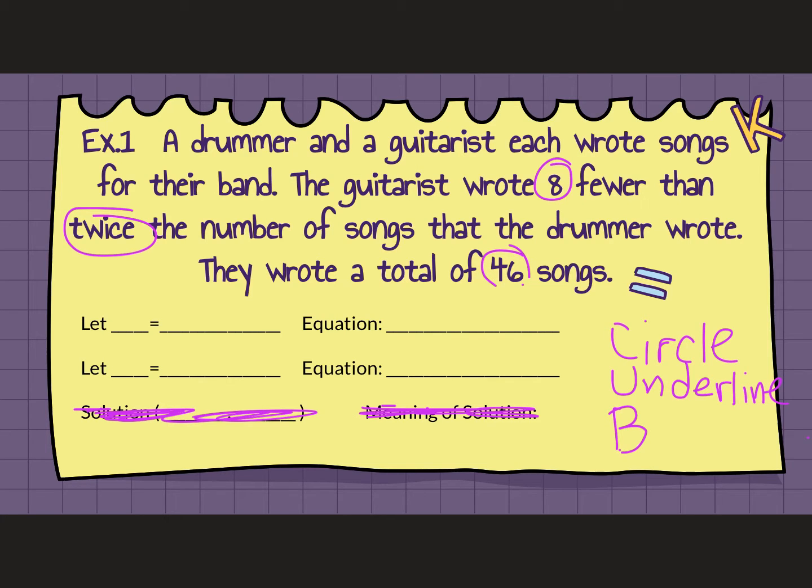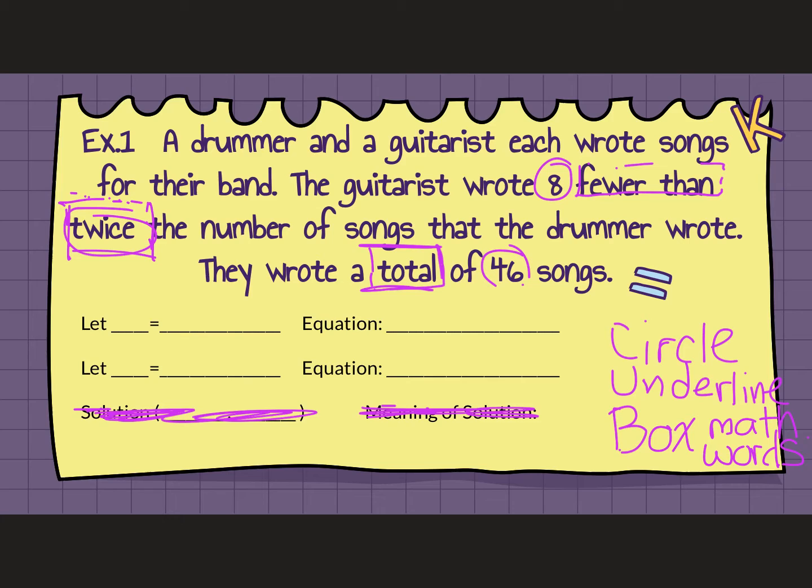The U is underline. This is when we look through the problem. If there's a question or if there are directions, we would underline it then. There's no question or directions, it's just a simple word problem. The last one, the B, stands for boxing in math words. So a guitarist wrote 8 fewer than, that's definitely something mathy. Twice is also mathy, so I'm going to circle and box that one in. And a total. Total is something we talked about yesterday. Big deal.